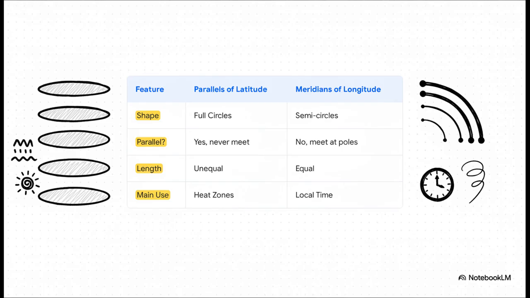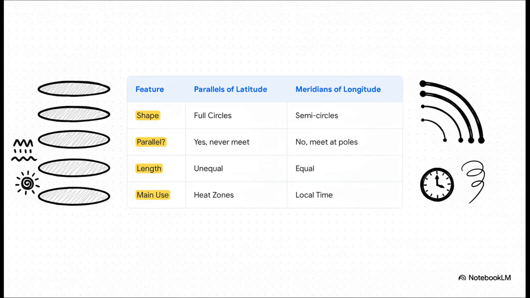Now, listen very carefully. This slide, this is a 3-mark question. I can almost guarantee you'll see distinguish between latitudes and longitudes in your exam. So let's revise. Latitudes are full circles. Longitudes are semicircles. Latitudes are parallel. Longitudes meet at the poles. Latitudes are unequal in length. Longitudes are all equal. And most importantly, their main job is different.